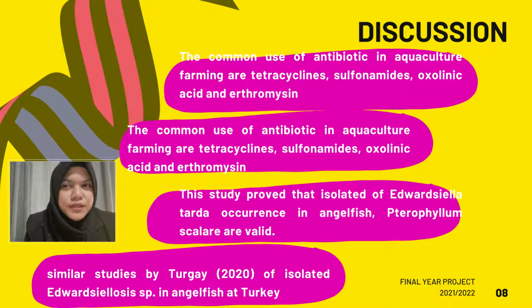To prevent disease from spreading wider and to inhibit the bacteria, antibiotics are used in aquaculture. Currently, the common antibiotics used in aquaculture farming are tetracyclines, sulfonamides, oxolinic acid, and erythromycin. Information about the incidence of Edwardsiella tarda in angelfish in Malaysia is limited. According to Musa, Wei, and Sharam 2008, isolates of Edwardsiella tarda were found in other ornamental fish at aquarium shops in Malaysia.